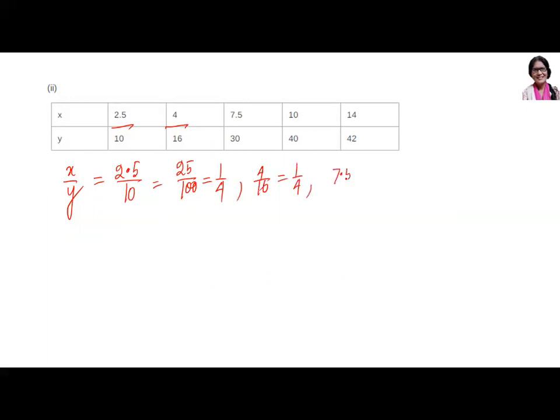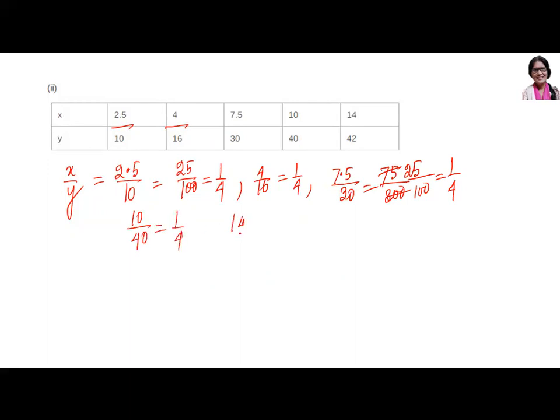Third one, 7.5 by 30. Remove the decimal. 75 by 300. 25 times 3, 25 times 12. Again, this gives you 1 by 4. Now coming to the next one, 10 by 40. 10 by 40 is 1 by 4.